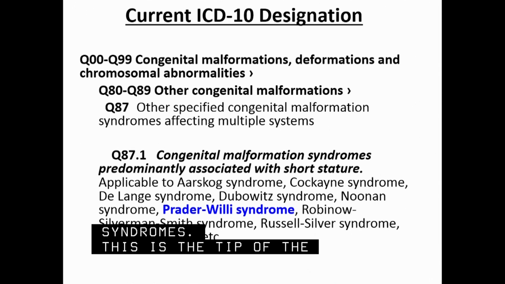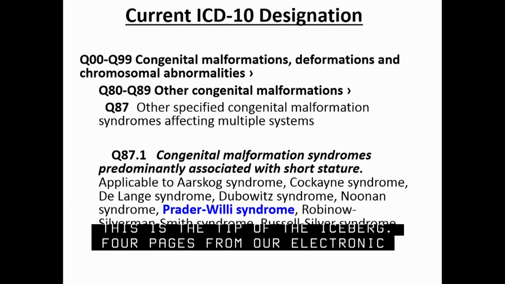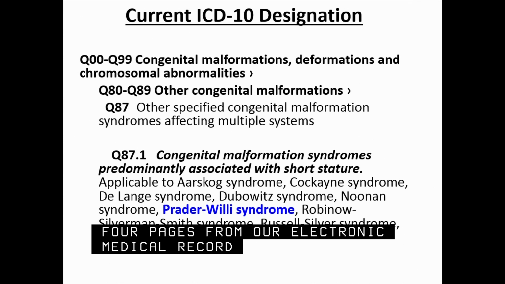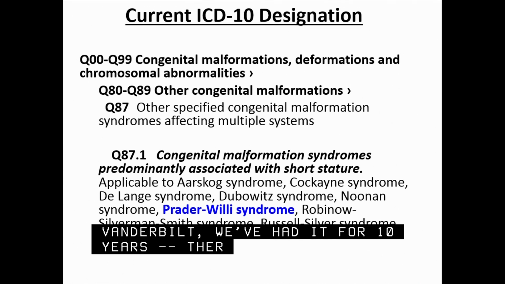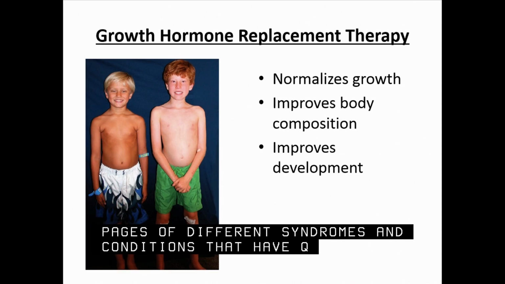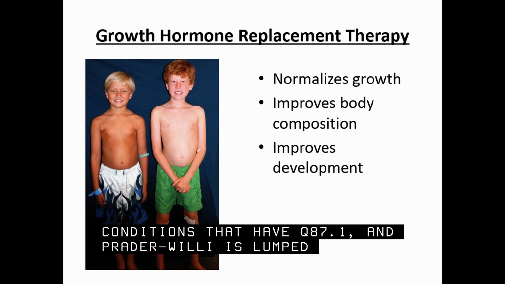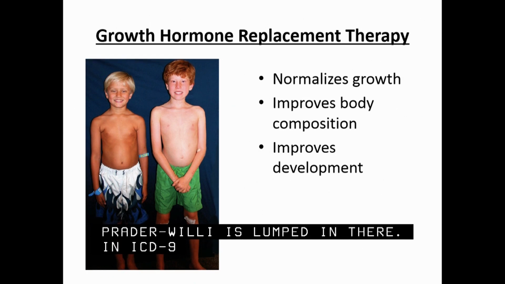Before lunch, 4 pages from EPIC, our electronic medical record. Unlike Vanderbilt, we've had it for 10 years, and it's very demanding. But at any rate, there are 4 pages of different syndromes and conditions that have Q87.1, and Prader-Willi is lumped in there. So we feel we need our own separate code. In ICD-9, we had our own separate code, and then in 10, we lost it.